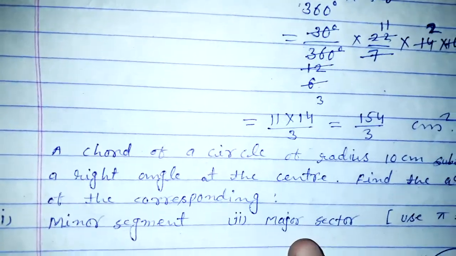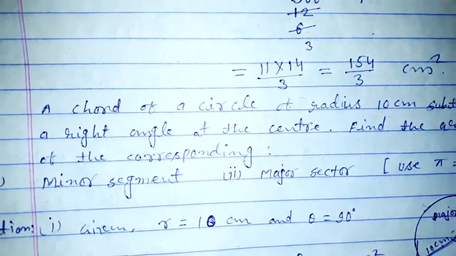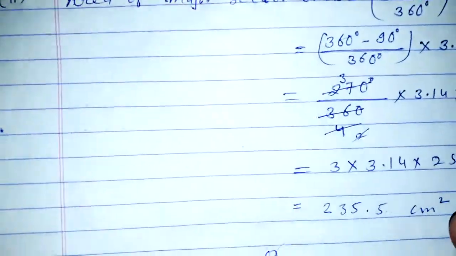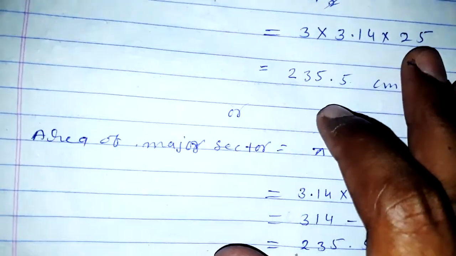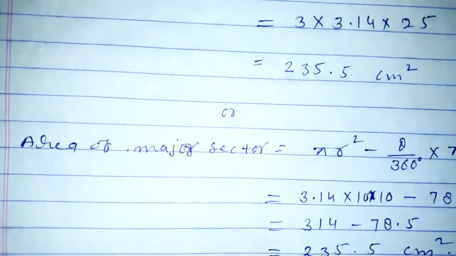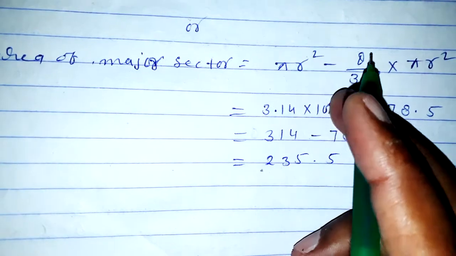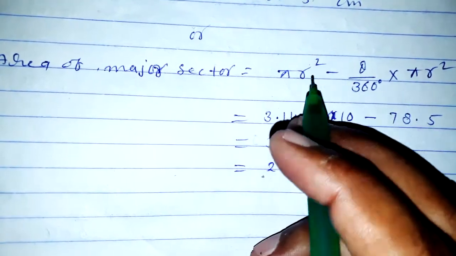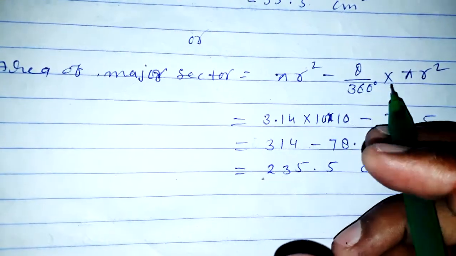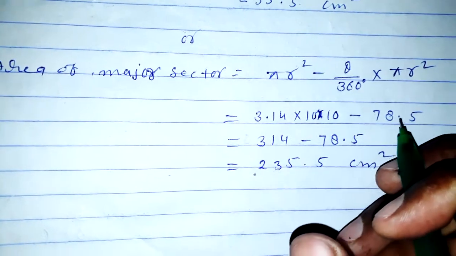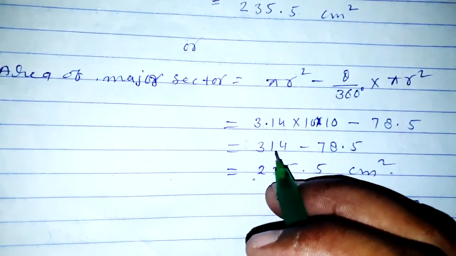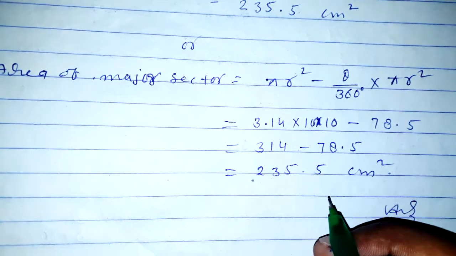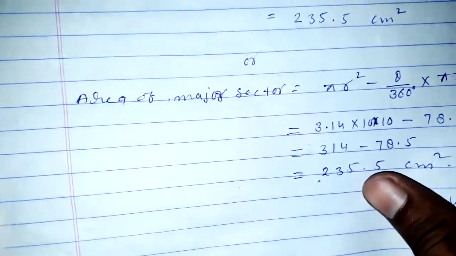Here the second point is to find the major sector. So here we solve it one way, but the other method is pi r square minus theta upon 360 into pi r square. So this value, and theta, this value also is 78.5. So this complete is 314 minus 78.5. So this way we also find the value by this method.